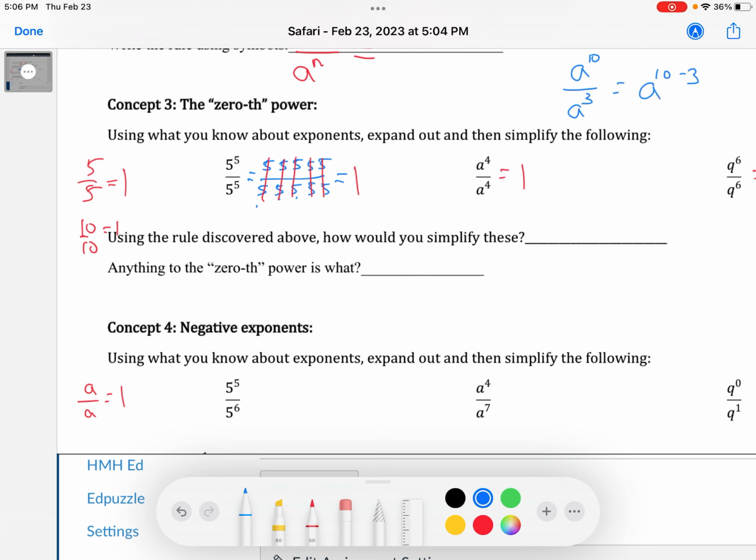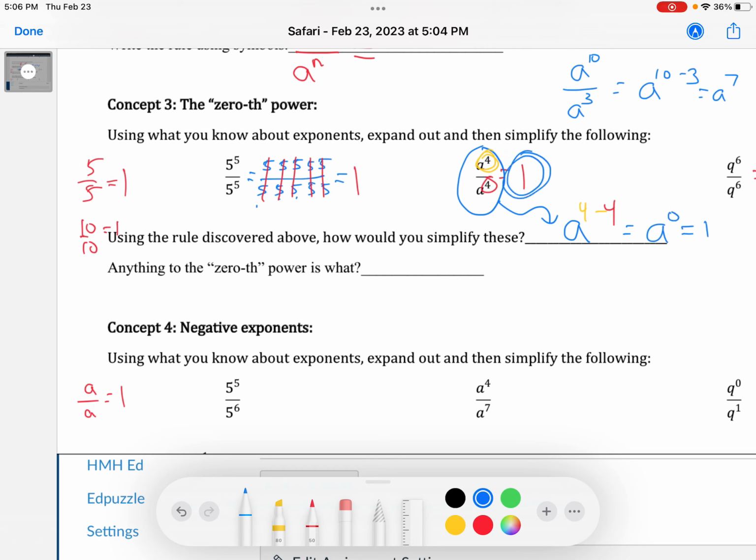Well, let's apply that to something like this. If we did this, that's going to be a to the 4 minus 4. And 4 minus 4, well, that's just 0, a to the 0th. But we know that this is equal to 1, so a to the 0th is 1. 5 to the 0th is 1. Q to the 0th is 1. In fact, anything to the 0th is 1.